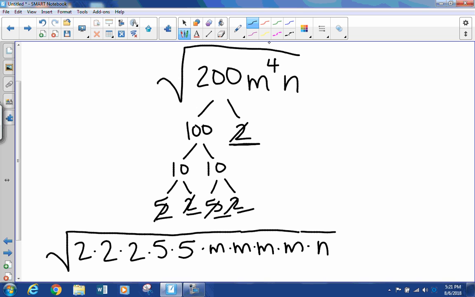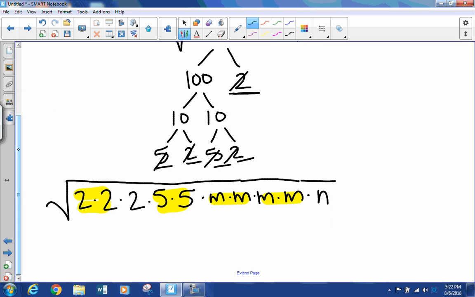I have 1 pair of 2's, 1 pair of 5's, and 2 pairs of the variable m. And so again, the pairs from the inside of the radical, when I take them out of the square root, I will write 1, 2 from this pair, 1, 5 from this pair, 1 m here, and then a second m from that second pair. And underneath the radical, I'd be left with 2 multiplied by n.